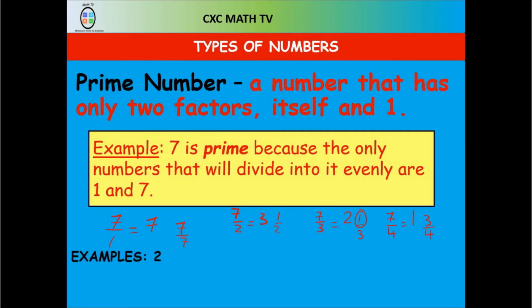So examples of prime numbers are 2, 3, 5, 7, 11, 13, 17, 19, 23, 29, 31, 37, and the list goes on. These are all the prime numbers listed down here below, less than 40. All prime numbers, less than 40. Nice.